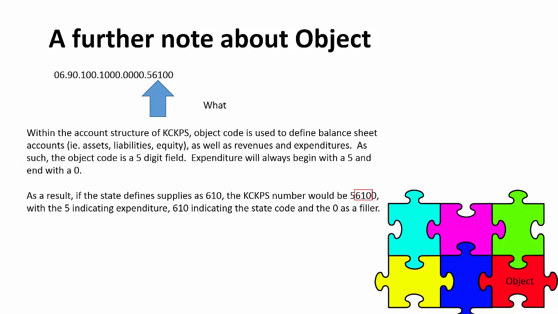You'll notice, however, that all of the object codes in the district start with 5. That's part of the account code structure. It tells us that 5 is an expenditure account. When talking about the general object code structures that the state puts out that I just talked about on the previous slide, you would want to look at the middle 3 digits. In this case, 5610. We look at the 610 and we recognize that this means supplies in the state code.